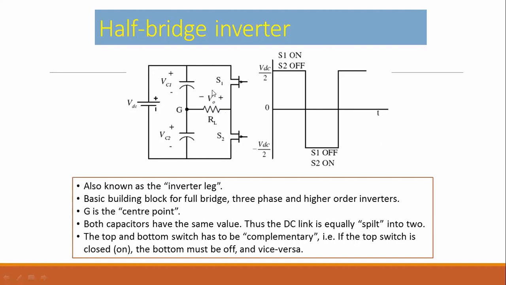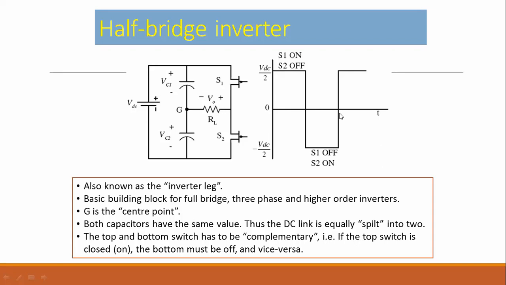In the first case, the current was flowing through S1 and through the load from positive to negative. That's why the output cycle was positive. But in the second part, when S1 is off but S2 is on, the current is flowing through the capacitor C1 and the load resistance from negative to positive. So the current direction changes, and we will get a negative cycle over here.